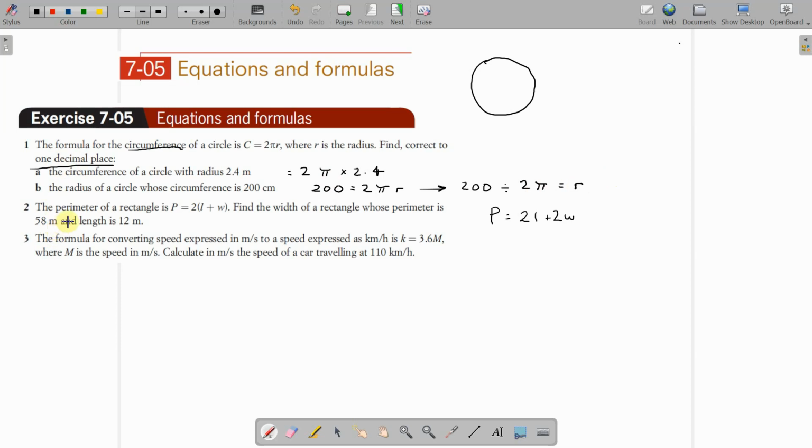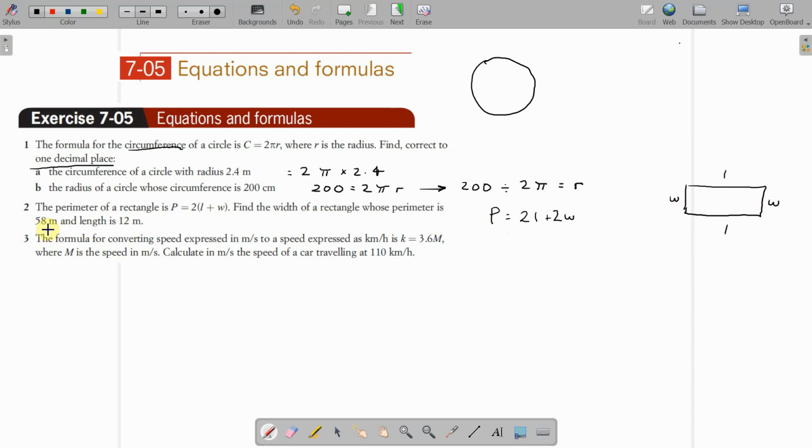Question 2. The perimeter of a rectangle is P for the perimeter. So a rectangle, all the way around, is length twice. The way they've written the formula there is annoying, so I've just rewritten it. I just expanded, so 2 times L plus 2 times W. Now what have we got here? We've got to find the width, so a bit of rearranging.